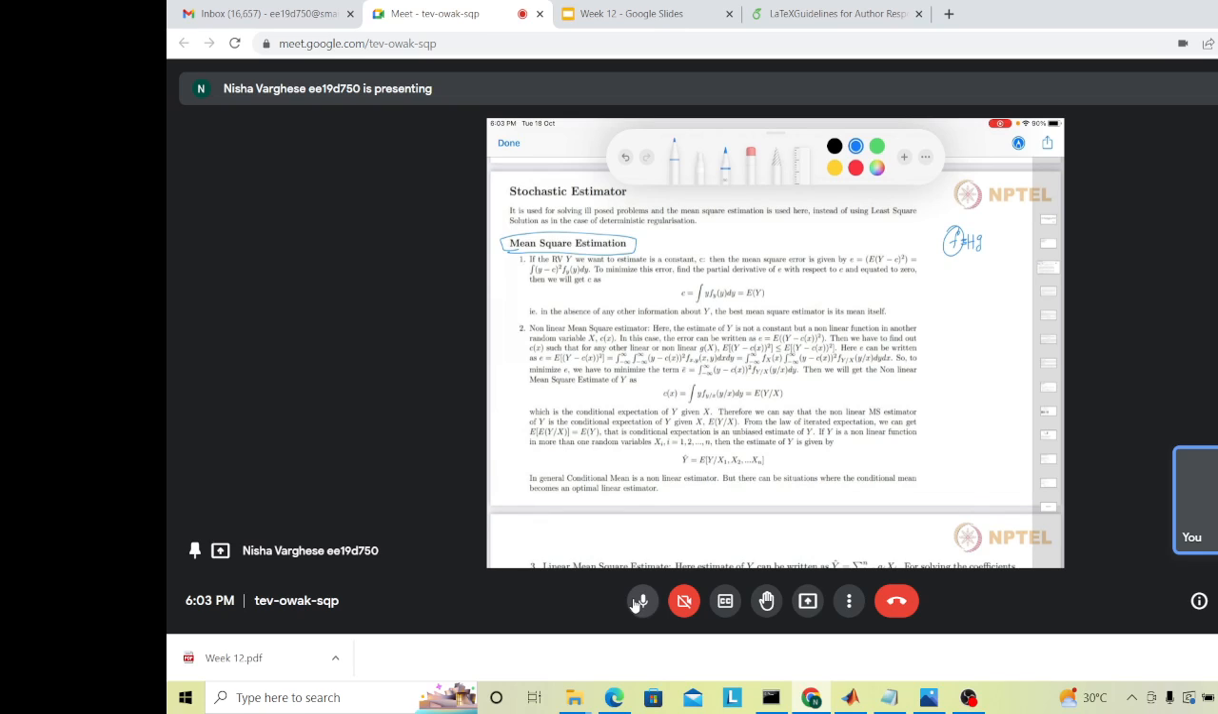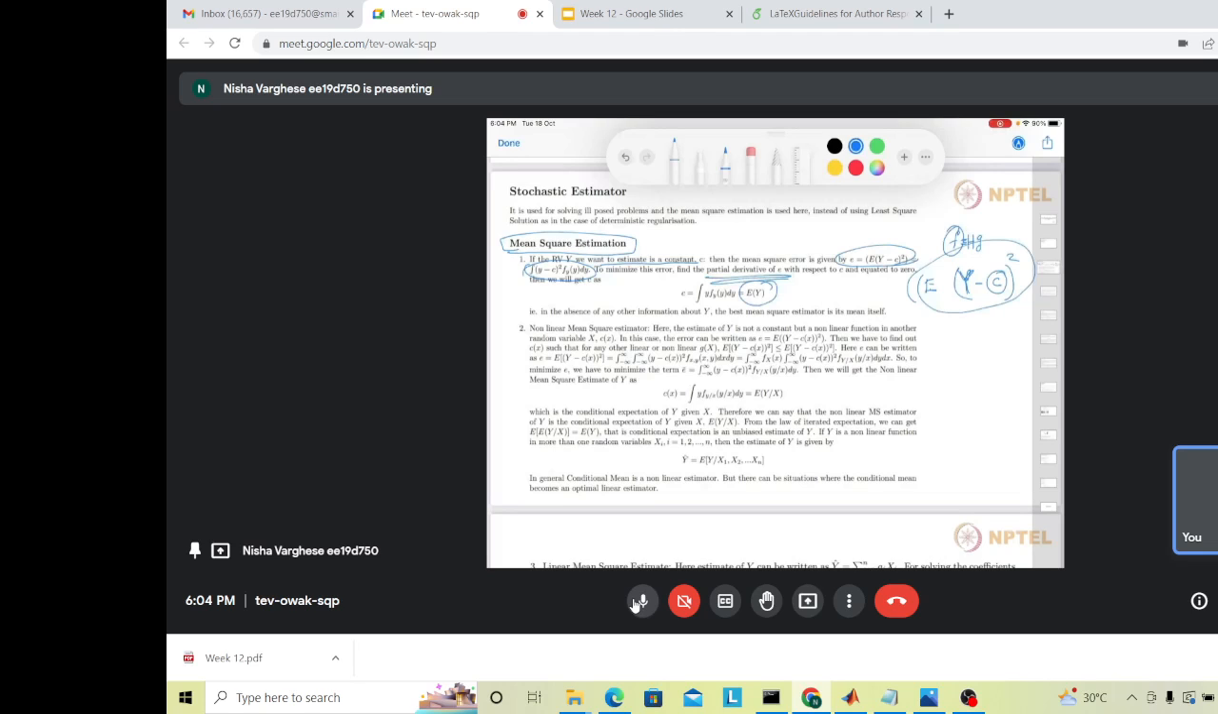If we know that the random variable is a constant, then the mean square error is given like this. The original random variable is y, that we want to estimate, but we know that it is a constant. So what constant are we estimating? Its error is like this, and this error we want to minimize. It can be written like this. If you take the partial derivative and equate it to 0, we will get the expectation of y.